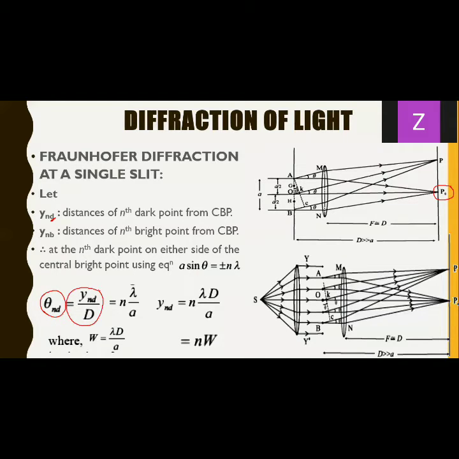But theta can be equal to n lambda upon a as well. This sin theta we can write as theta. So theta can be written as n lambda upon a. So in terms of y_nd, we get n into lambda D upon a, which is equal to nW. And what is W? W is lambda D upon a.